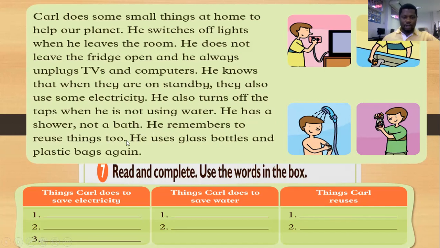He remembers to reuse things. He reuses glass bottles. So 1, glass bottles, and 2, plastic bags. The things Carl reuses are glass bottles and plastic bags. Okay. So I hope you understood this exercise. And with that, let's go to our next slide.